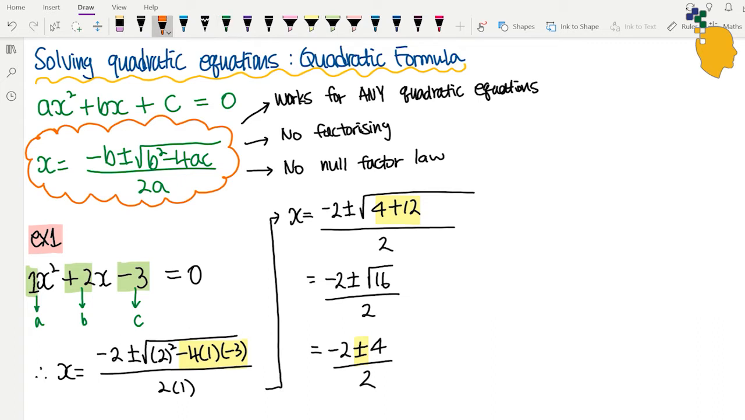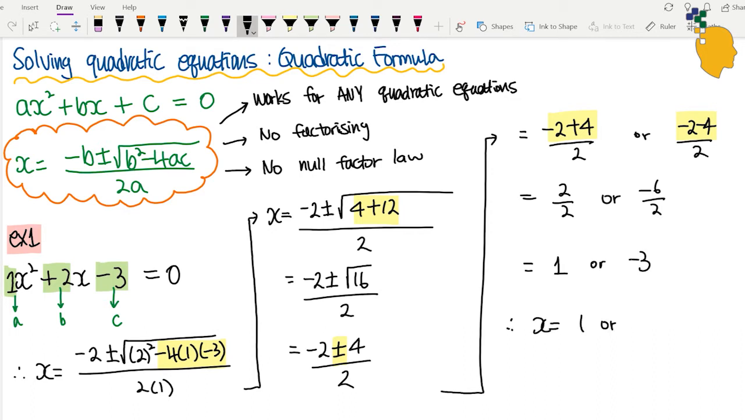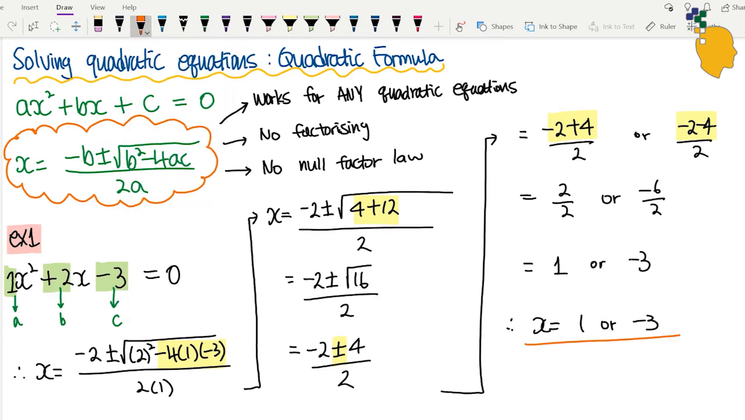So what does plus minus mean? It means it can be both positive or negative. So you can separate your answers into negative 2 plus 4 over 2 or negative 2 minus 4 over 2. Your numerator, you can simplify. So negative 2 plus 4 is 2, so it'll be 2 on 2, or negative 2 minus 4 is negative 6 on 2. So it'll be 1 or negative 3. So your answer will be x is 1 or negative 3.